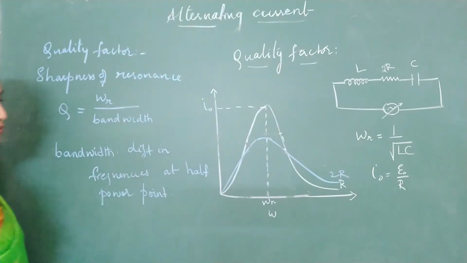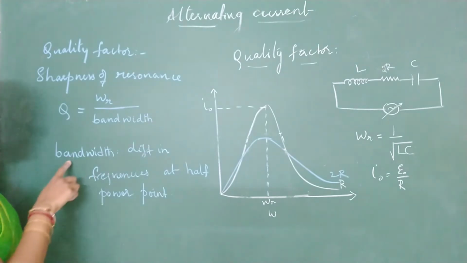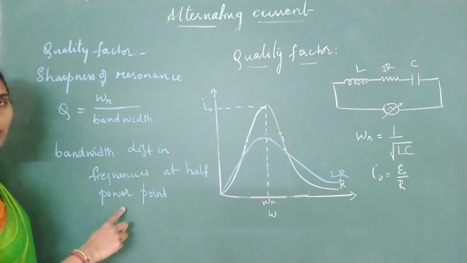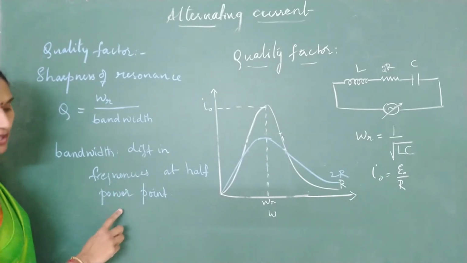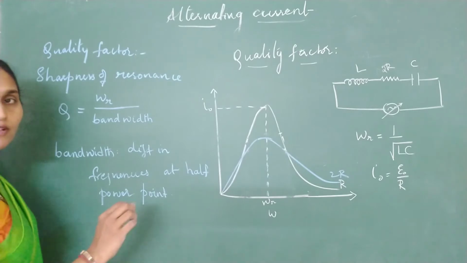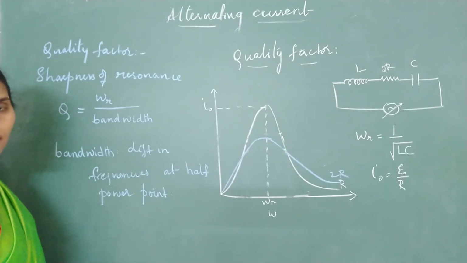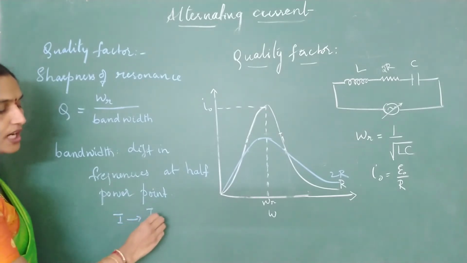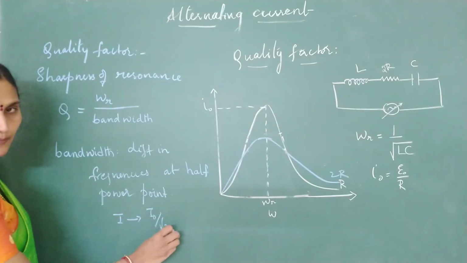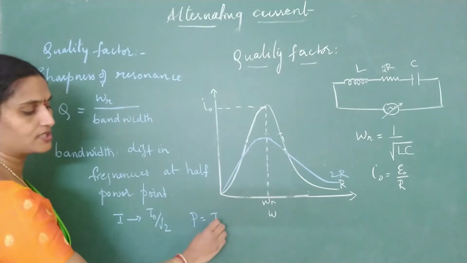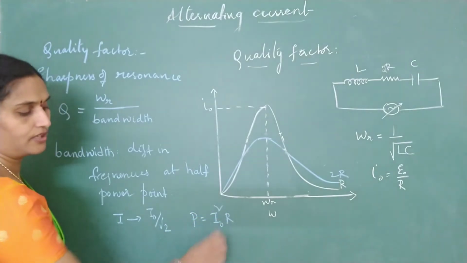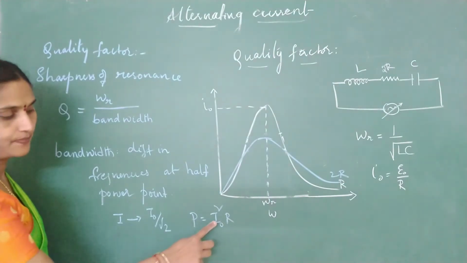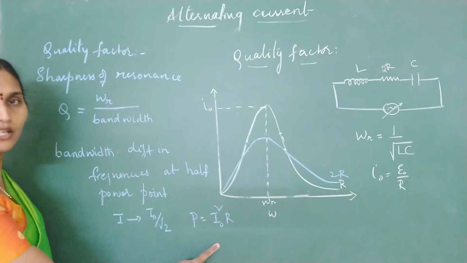To understand these half power points, it is the difference in frequencies when power reduces to half of its maximum value. We know power can be written as I squared into capital R. If power is reducing to half, current will reduce to I0 divided by root 2. Power is I0 squared into capital R at maximum, so if it halves, I becomes I0 divided by root 2.